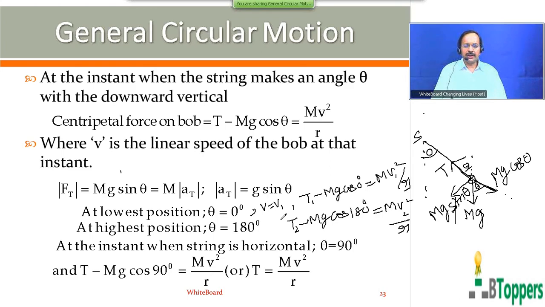At the instant when the string is horizontal, theta will be 90 degrees. And you can write T minus mg cos 90 degrees equal to mv square by r. Or the magnitude of the tension in the string will be equal to mv square by r, the same as the magnitude of the centripetal force on the bob at the instant when the string makes an angle of 90 degrees with the downward vertical, that is, at the instant when the string is horizontal.